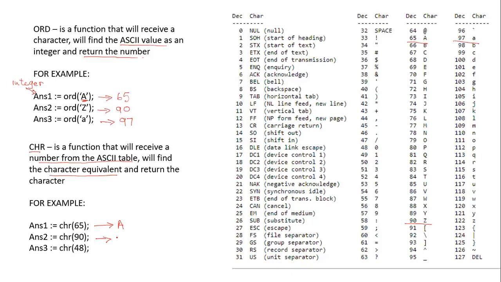90, we said, was capital letter Z. And 48, if you remember, was the 0. So that will return the number 0, and the number 0 will be returned as a character. So all of these variables will be declared either of type char or of type string.